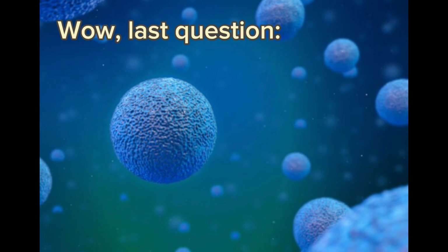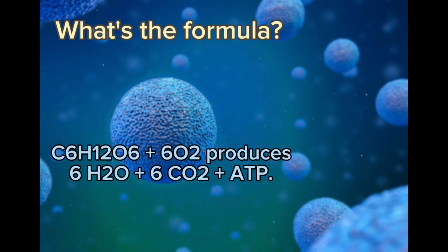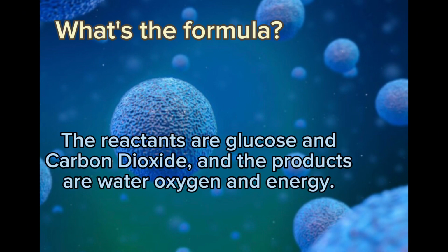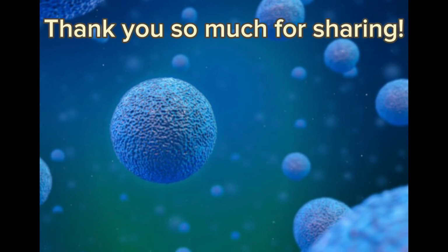Wow, last question. What's the formula? Glucose plus 6 oxygen produces 6 water plus 6 carbon dioxide plus ATP. The reactants are glucose and oxygen, and the products are water, carbon dioxide, and energy. It was very interesting. Thank you so much for sharing.